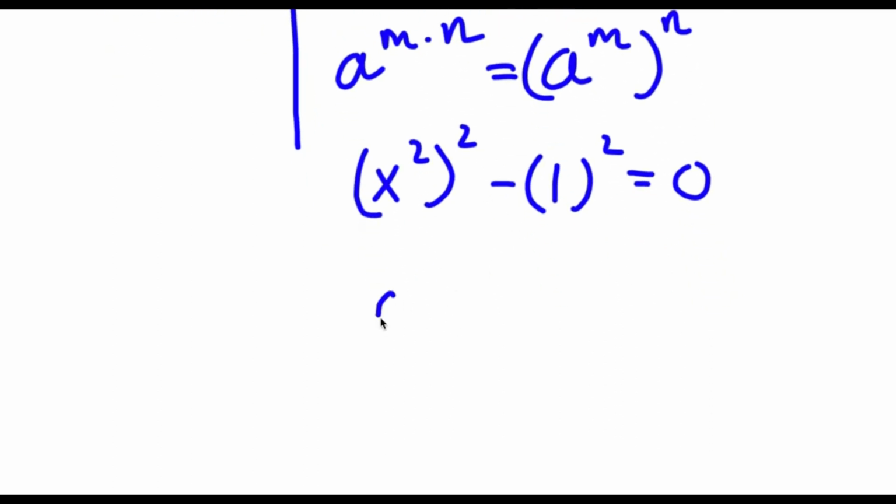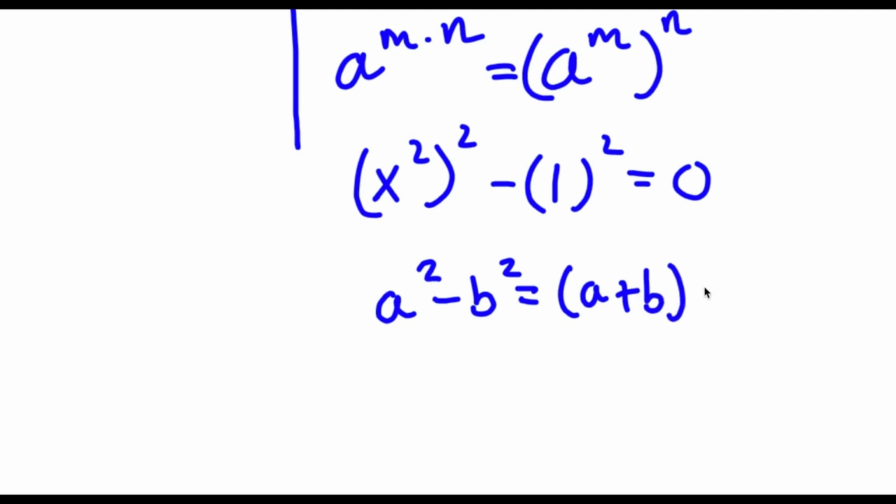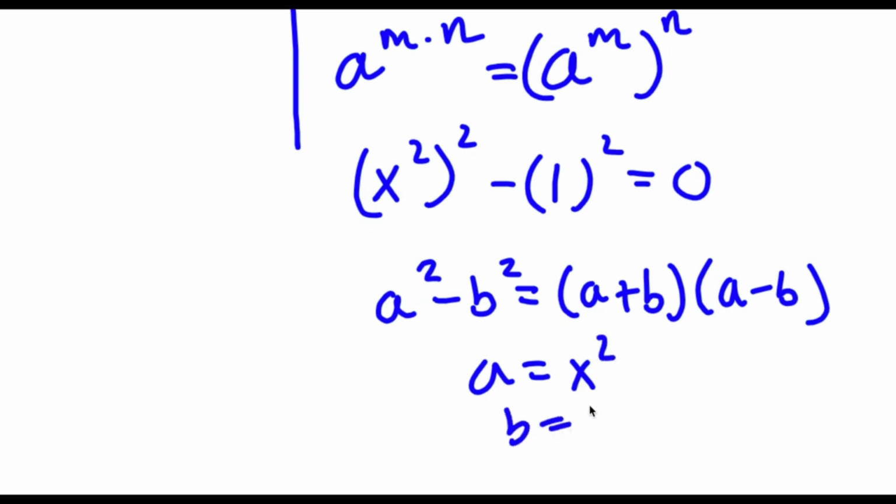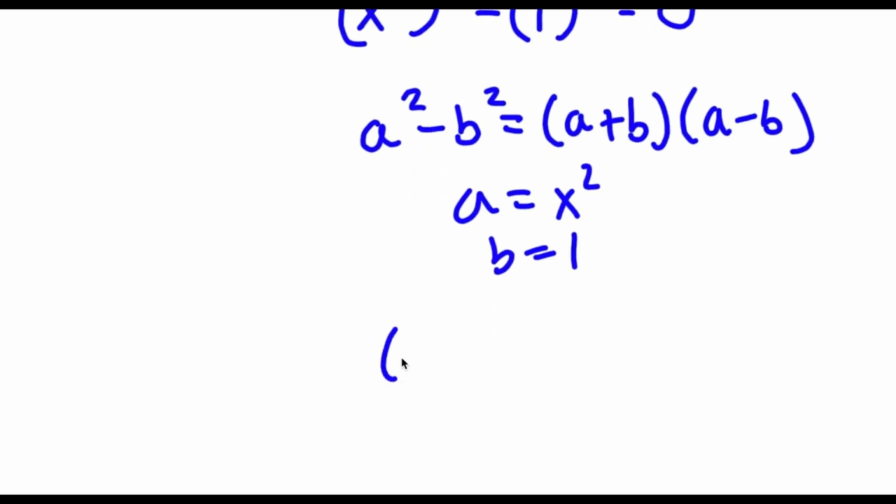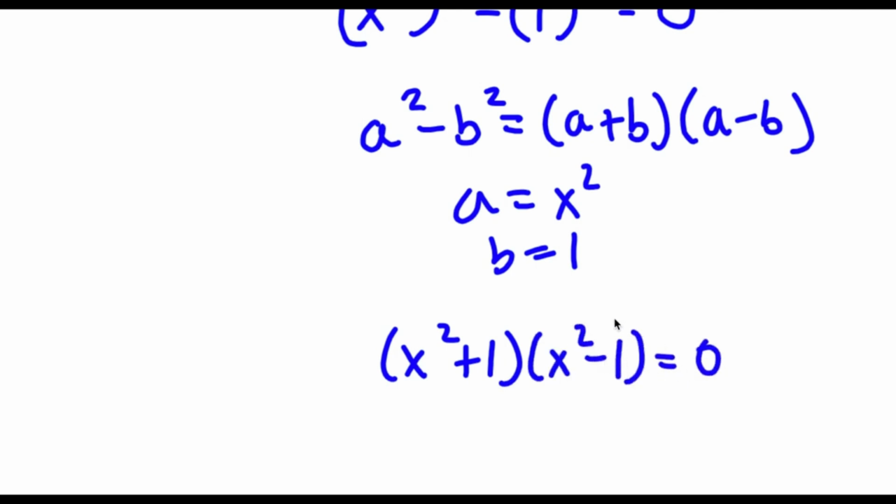Now, if I have something in the form a squared minus b squared, this is the same thing as a plus b times a minus b. So in this case, a is going to be x squared and b is going to be 1. So now I have x squared plus 1 times x squared minus 1 is equal to 0.